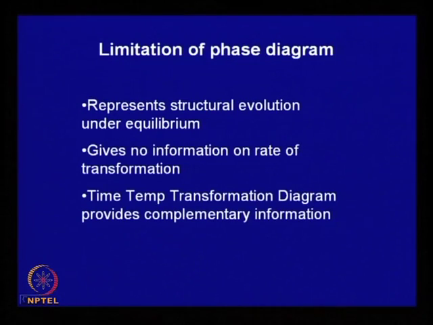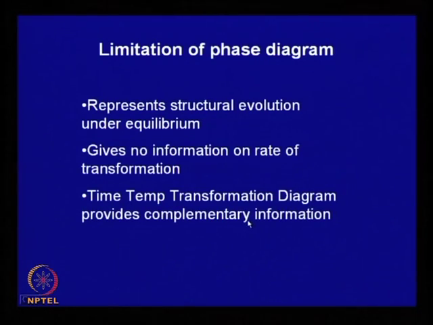Before we proceed further, let us look at certain limitations of phase diagrams which are given here. This phase diagram gives you structural evolution, no doubt, but only when the system is cooled at a very slow rate. This gives no information on the rate of transformation. There is another variety of diagram called the time temperature transformation diagram or TTT diagram, which provides complementary information, and we will look at this separately at a later stage.